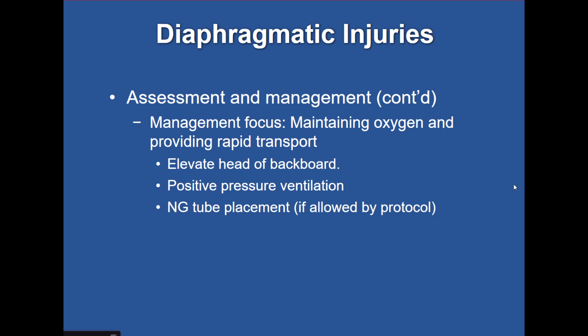Alright, so what do we need to do? Well, we're going to provide supportive care. We're going to keep the airway open. We're going to breathe for them if we need to. We're going to get IVs established to provide circulation support as well. We may elevate the head of the backboard. Again, try to let gravity work with us to pull on those abdominal organs to keep them from just rising and filling the thoracic cavity. Positive pressure ventilation might be necessary again to try to overcome the pressure that's created by those organs being in the wrong cavity.